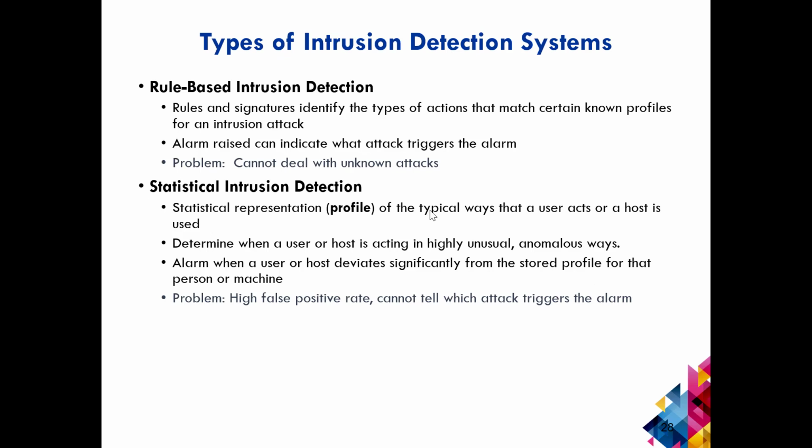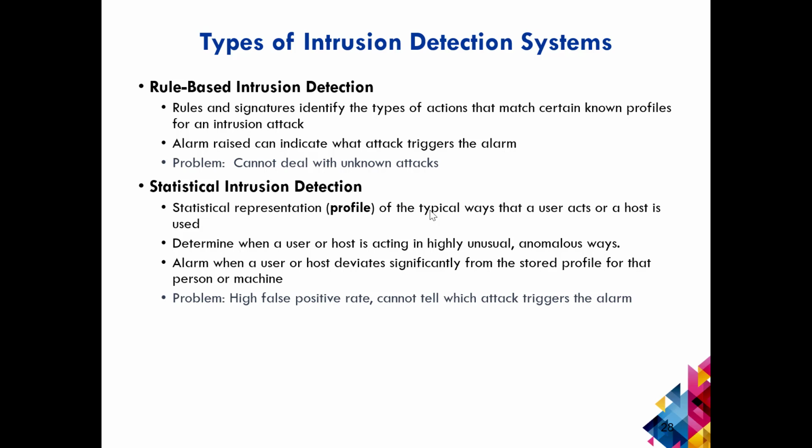Okay, types of intrusion detection system. We have rule-based intrusion detection. Rules and signatures identify the types of action. Most of the software that handles this IDS has updating signatures, so that you just download them and identify what is the intrusion information or packet information that can be identified as an intrusion.